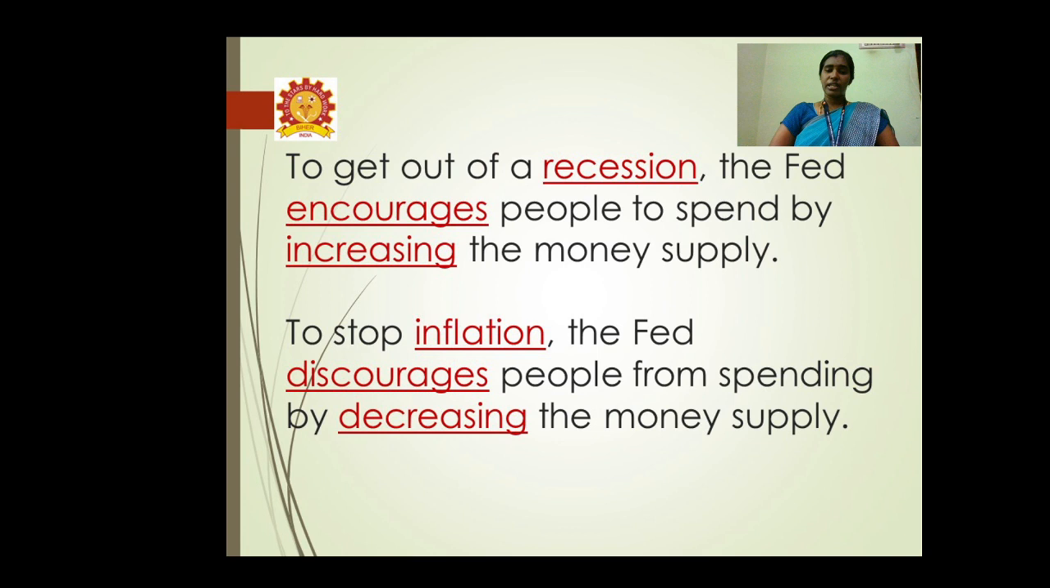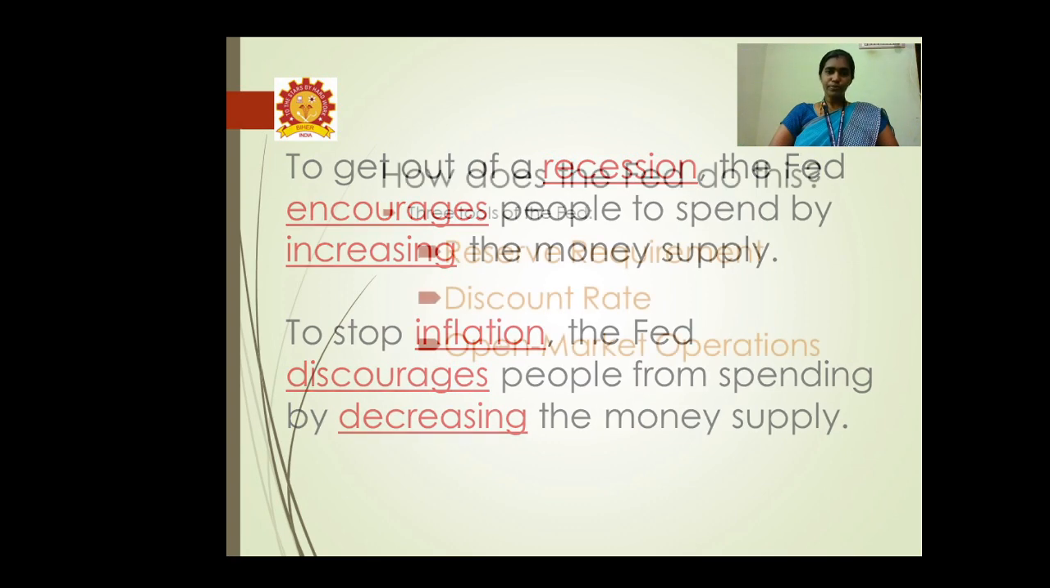To get out of a recession, the Fed encourages people to spend by increasing the money supply. To stop inflation, the Fed discourages people from spending by decreasing the money supply. So one thing, it is a recession period, so here people are encouraged to spend more money. If it is inflation, it discourages people from spending by decreasing the money supply. So this is the main problem.